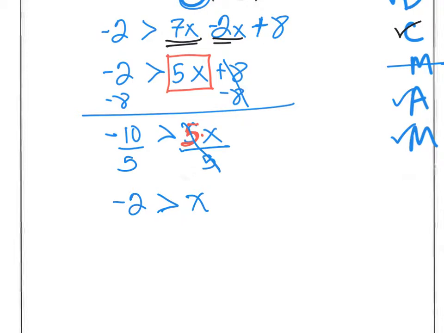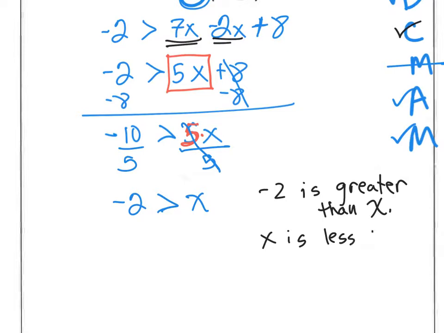Now I can write it as negative 2 is greater than x, or let's write that in words. Negative 2 is greater than x. Or I can say x is less than negative 2. So how I would write that was I would keep the x and the negative 2. I look at the inequality. It's pointing to the x and opening up to the negative 2. And so these statements are the same.